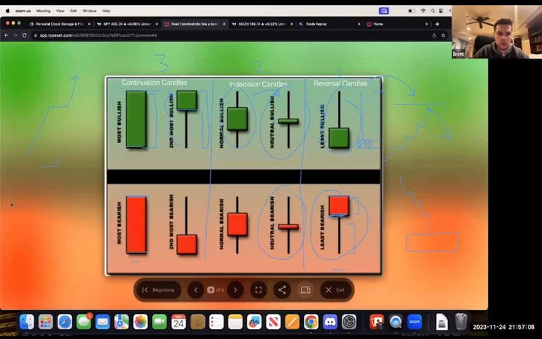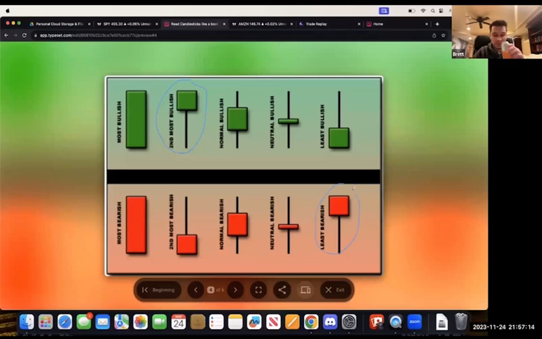Now, what's stronger? What's more bullish here, this candle or this candle? Well, they're kind of equally bullish, but technically this would be more bullish, right? Why would it be more bullish? Because this pushed a new high and closed green. This did not push a new high and closed red. This is still bullish though.